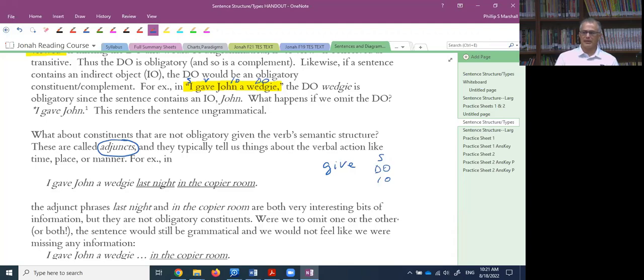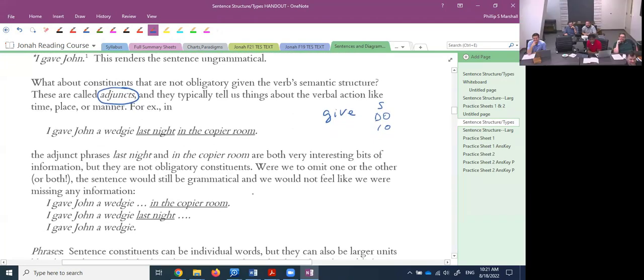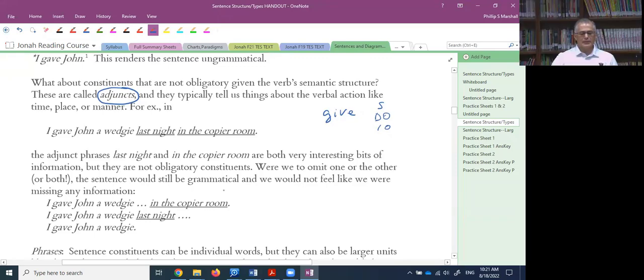What about where somebody gives somebody something? No. Right? So take a look at our example here. I gave John a wedgie last night in the copier room. Now, I just want to make a disclaimer. There is nothing autobiographical about any of these. Okay? All right. So I gave John a wedgie last night in the copier room. Last night is an adjunct phrase. That is, it's not obligatory. And in the copier room is an adjunct prepositional phrase. And it's not obligatory either.